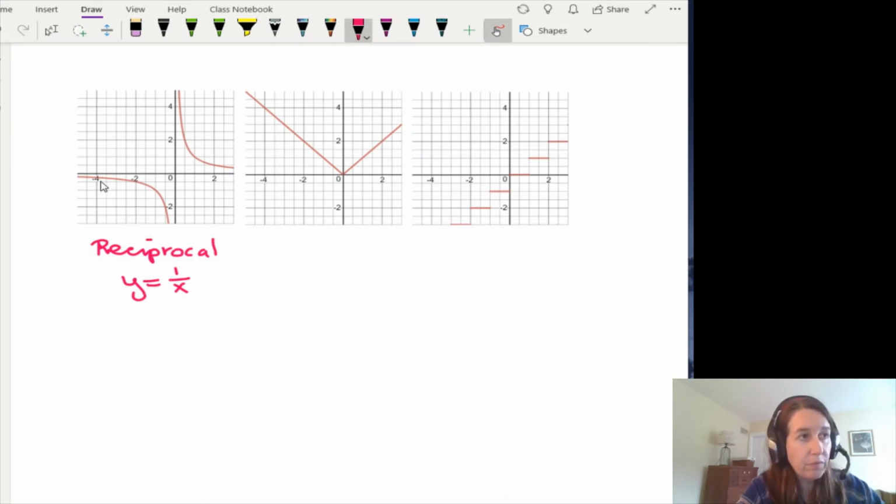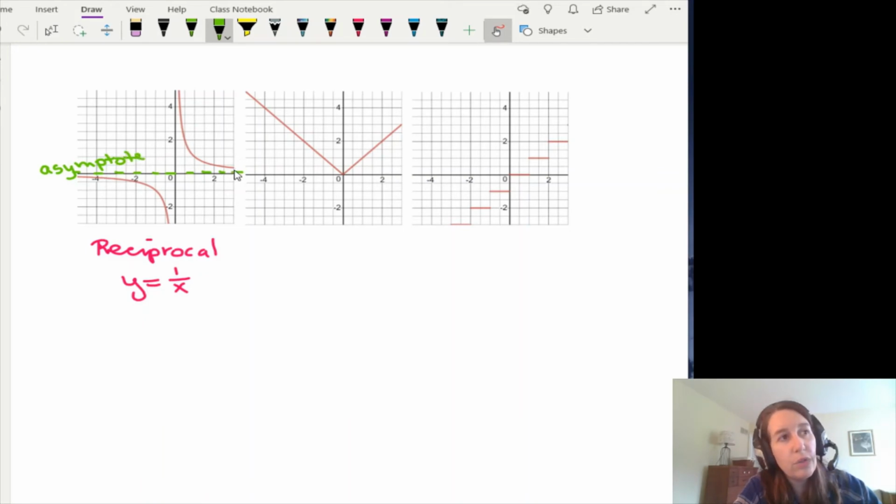So this is a pretty special function. We're going to study it later in the semester. Reciprocal functions and rational functions, they're all going to kind of look like this. A special feature of these functions, to be able to graph them, you need to know that this function has what's called a horizontal asymptote. And that asymptote is a line that the graph gets closer and closer to, but never actually touches.